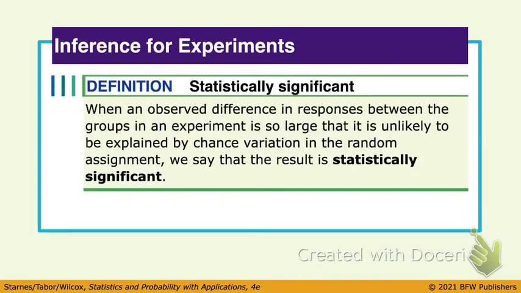So here is your definition for statistical significance, which I think I forgot to put on here. Oh, no, there it is. So it's on the top of the next page. When an observed difference between the groups is so large that it is unlikely to be explained by chance, then you have statistical significance, okay?